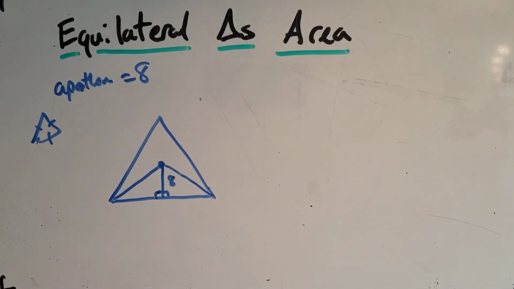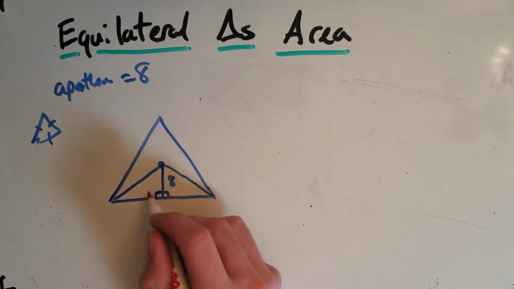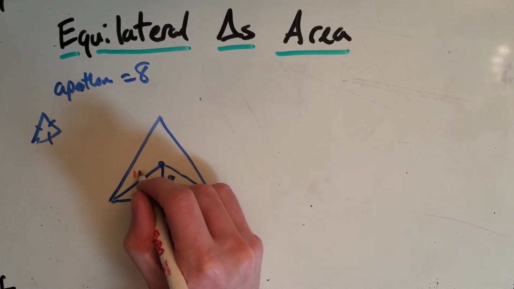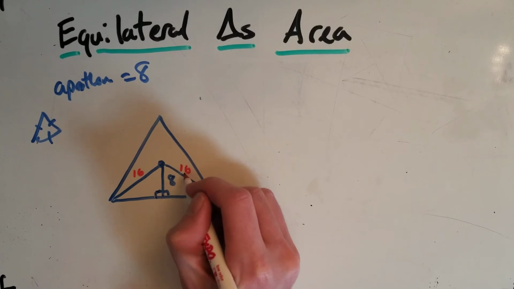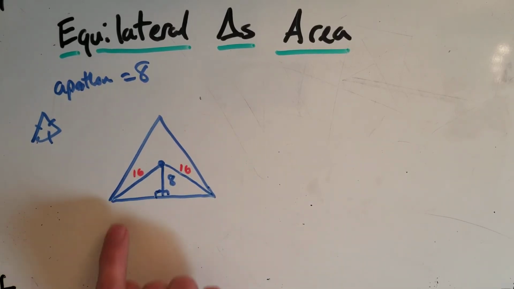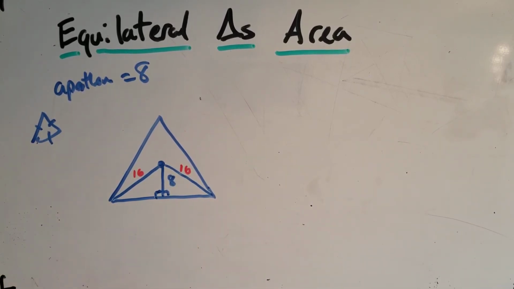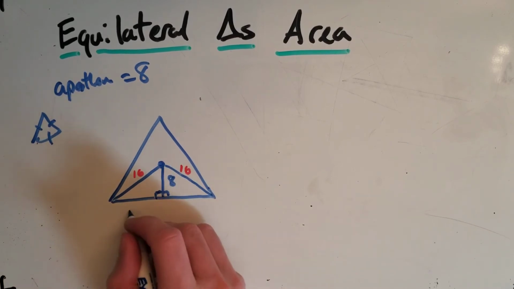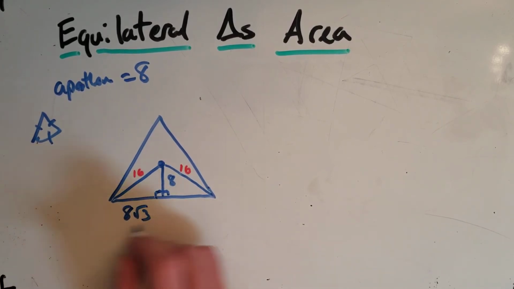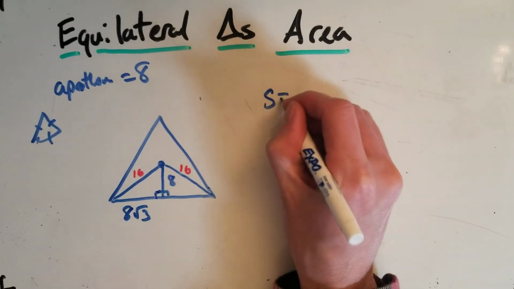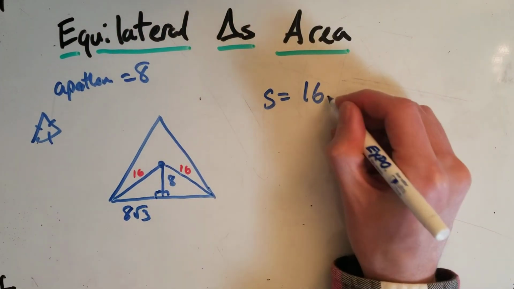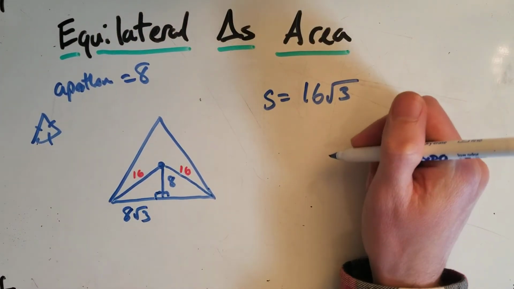And some of the things you'd be able to tell are, if this is 8 and those are 30-60-90s, this would be 16 here, this would be 16 here. And then on our bottom, we would end up with 8 radical 3. So our whole side length is going to be 2 times that. So it's 16 times the square root of 3.